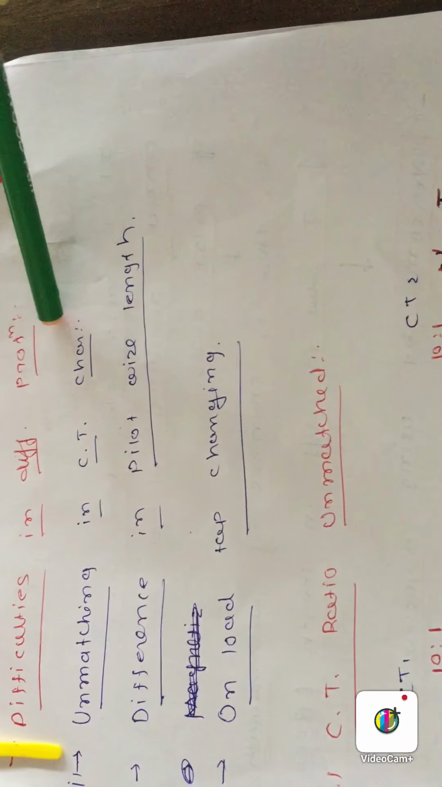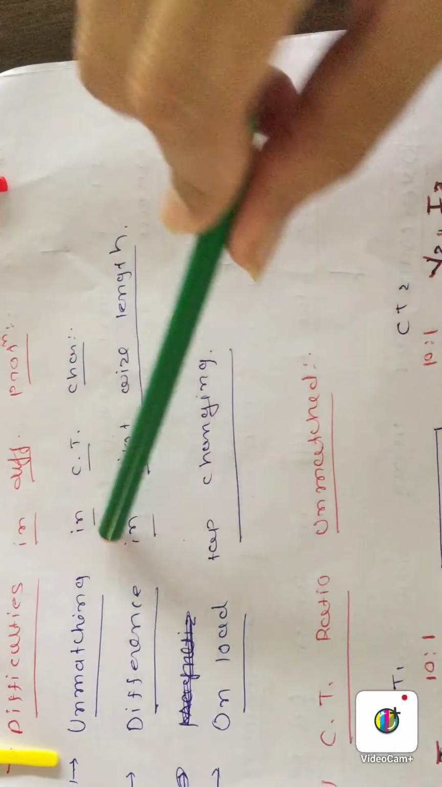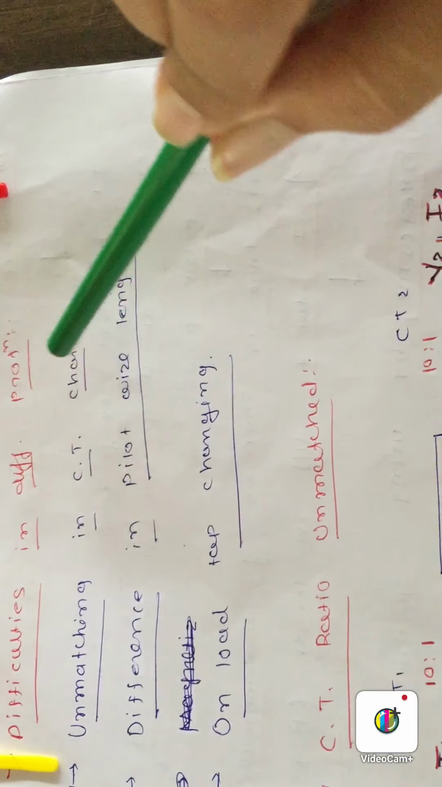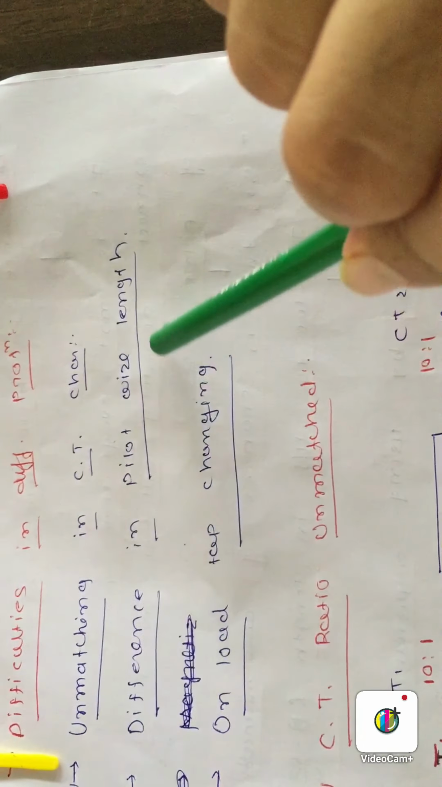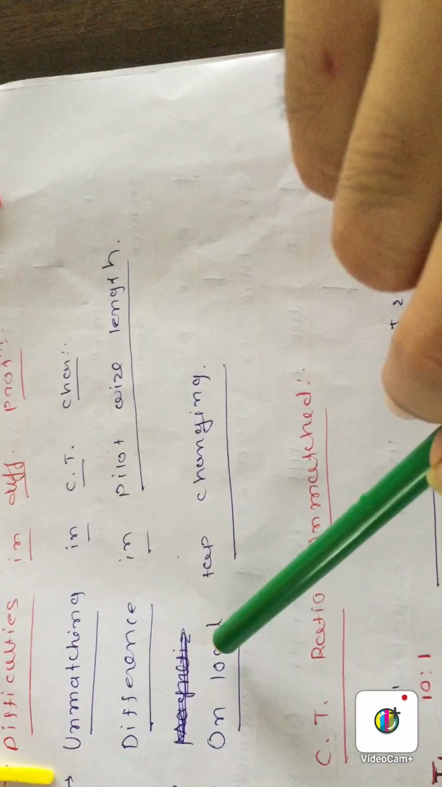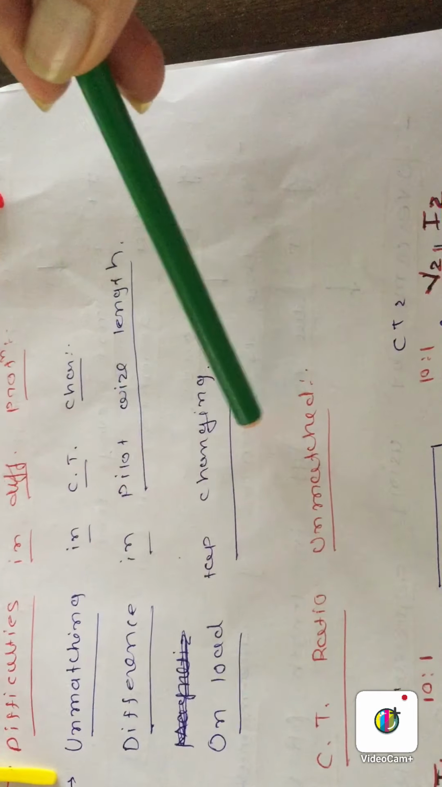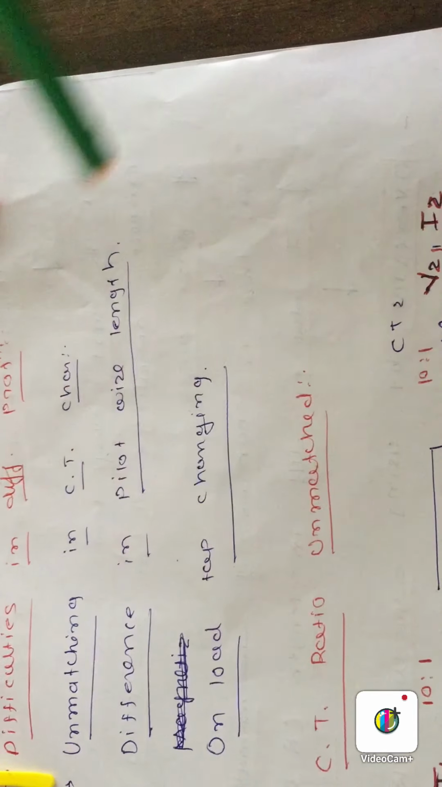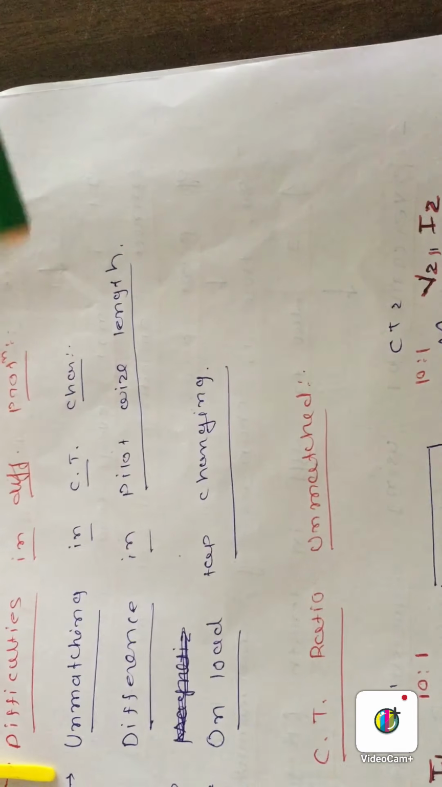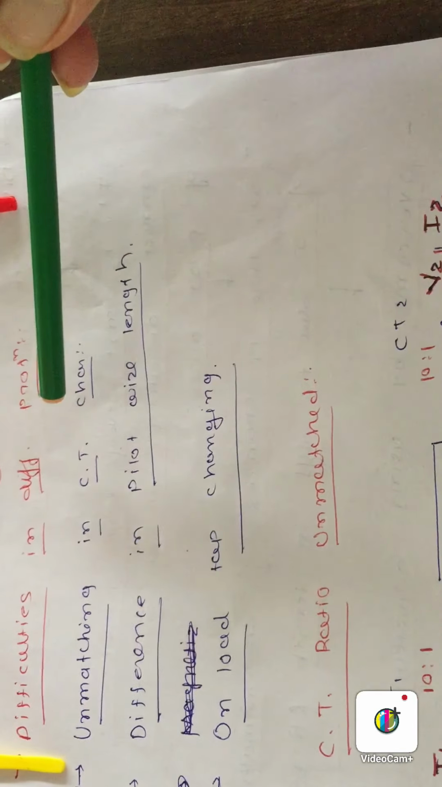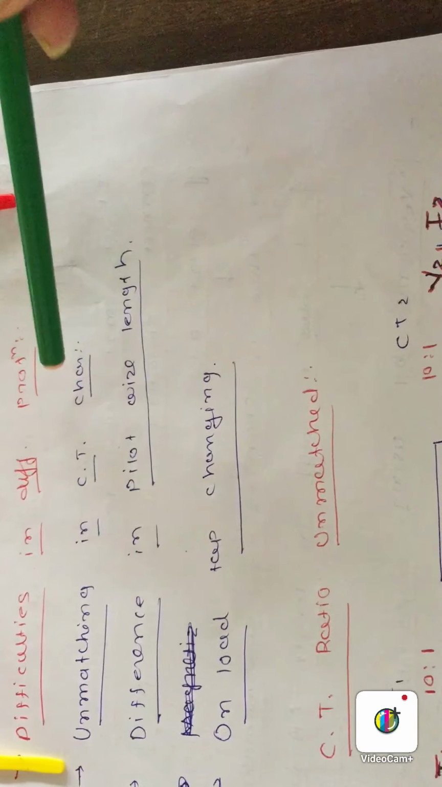Here, the difficulties are mentioned below. First is unmatching in CT characteristics. Second one is difference in pilot wire length. Third one is on load tap changing. So these are the difficulties that occur in differential protection provided to the transformer. First of all, we will see the unmatching in CT characteristic.